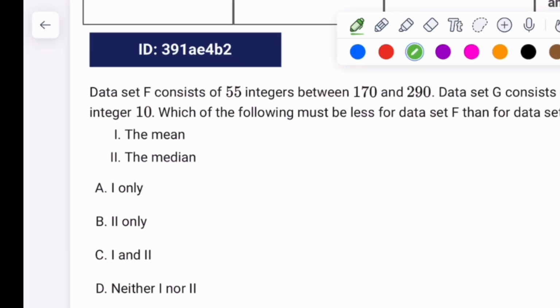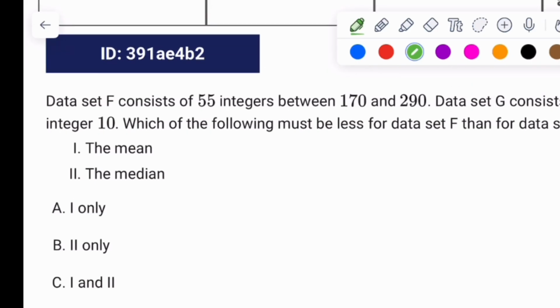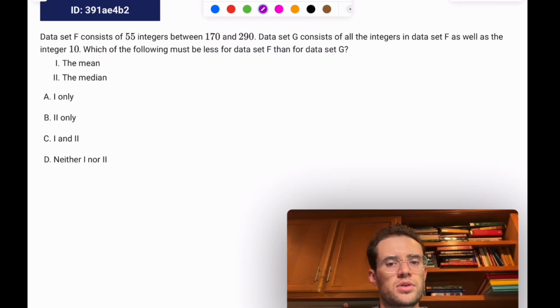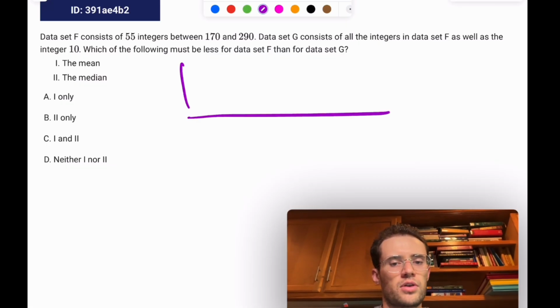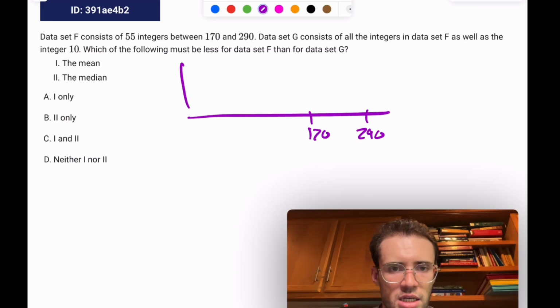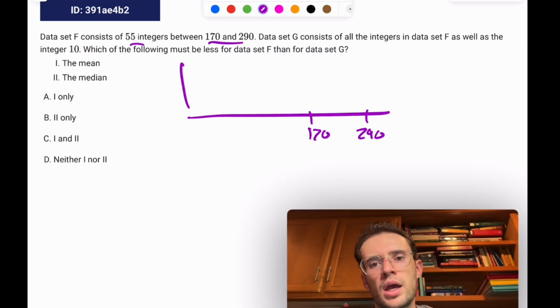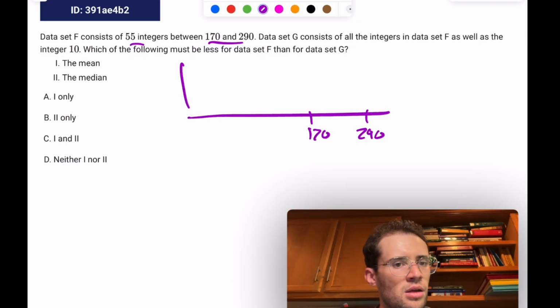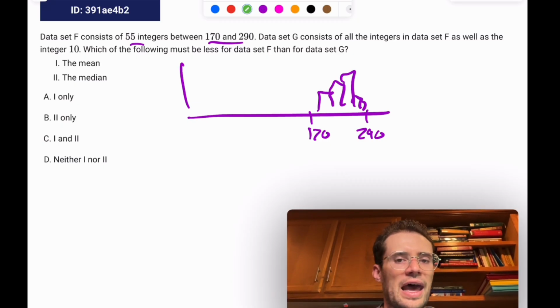Data set F consists of 55 integers between 170 and 290. Okay, so if we graphed it on a histogram, it'd be 170 to 290 like that. It doesn't say what the distribution is yet, but there are 55 integers. Dataset G consists of all the integers in dataset F as well as the integer 10. Okay, so you have all of these plus 10. Say it looks like that or something, and then we're adding in 10, which would be way down there.